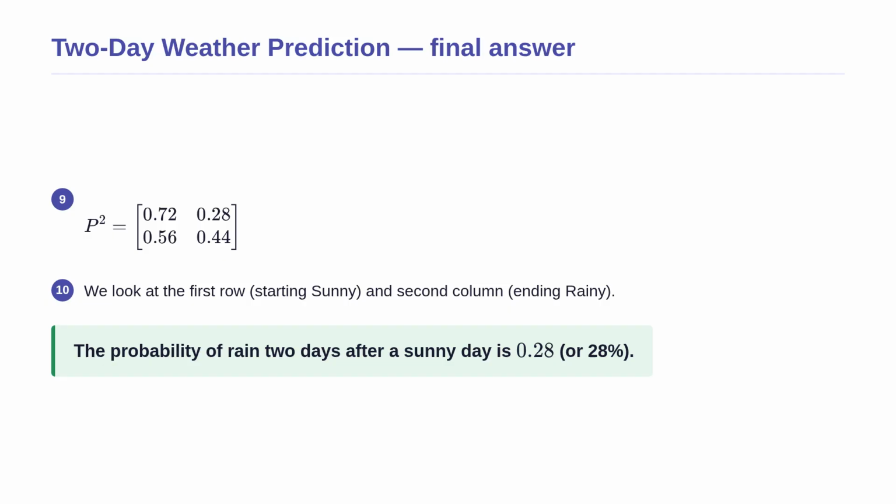We get a new matrix containing all the exact 2-day probabilities. Since we started on a sunny day, we look at the first row. Since we want to know the chance of a rainy day, we look at the second column. The value there is 0.28. This means there is exactly a 28% chance of rain 2 days after a sunny day.